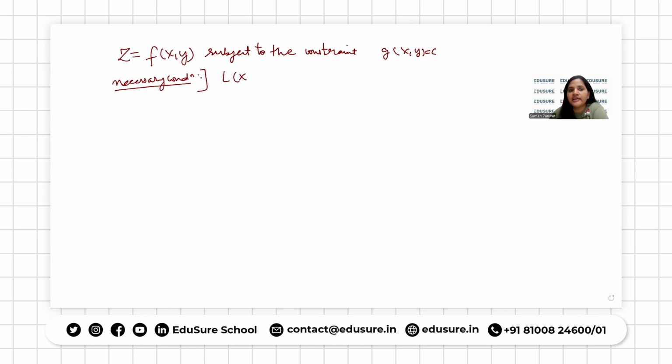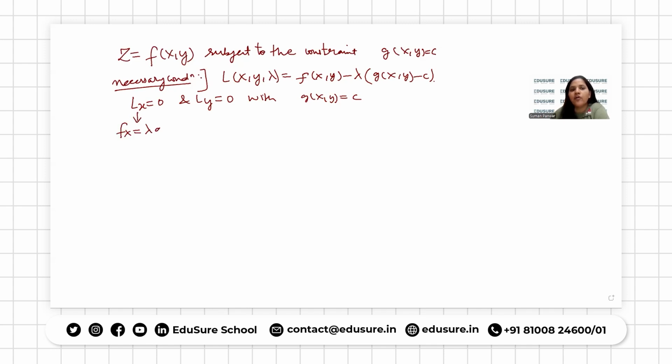So we defined the Lagrange function as follows, where lambda was the Lagrange multiplier. And we saw that Lx equals 0 and Ly equals 0, with g of x, y equals c, are the necessary conditions. So when Lx was equal to 0, we got fx equals lambda gx, and we got fy equals lambda times gy.